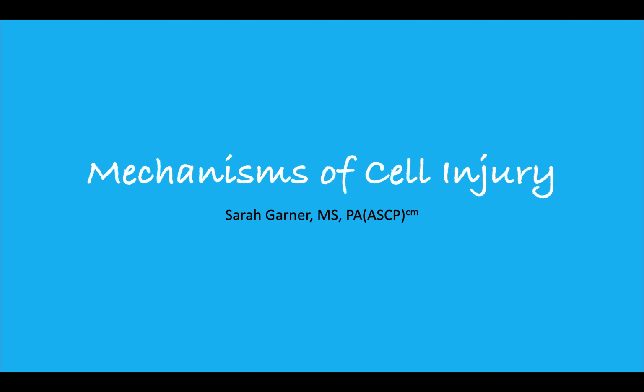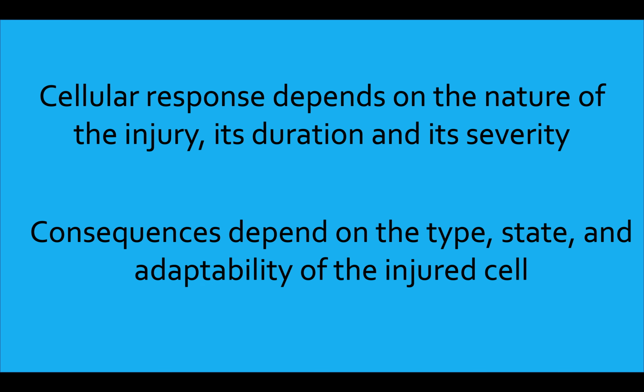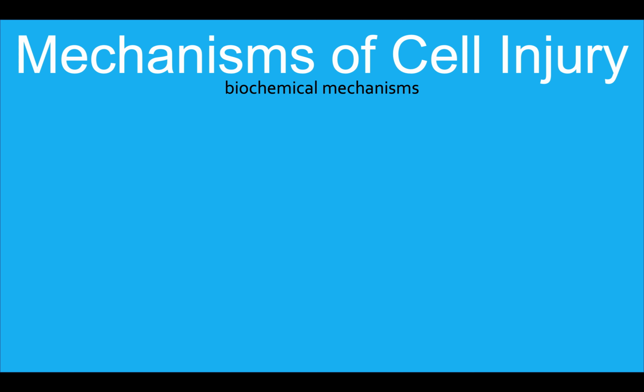Now we're going to get into the different mechanisms of cell injury. So, the cellular response to injury depends on the nature of the injury, how long it lasts, and how severe it is. And the consequences of this injury are going to depend on the type, the state, and the adaptability of the specific cell. So, it is going to vary greatly from cell to cell, but we are going to go over the biochemical mechanisms of cell injury.